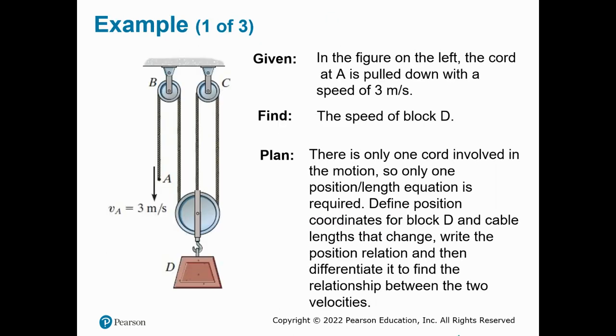In the example, I have this pulley system. I am pulling from side A going down. That means this block B is going to go up as A pulls down. We know that A pulls down with a velocity of 3 meters per second. We will find the speed of block B.